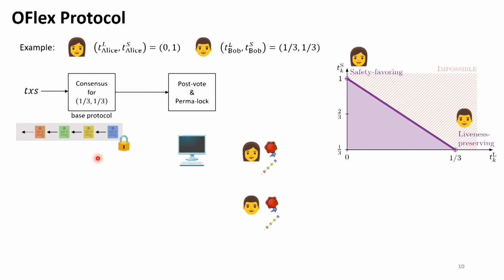And the lock means that if ever it were to happen that the base protocol forks, which may happen if the adversary exceeds 1/3, right? If that were to happen, then the validator will not post-vote or will not switch its lock to the other chain.